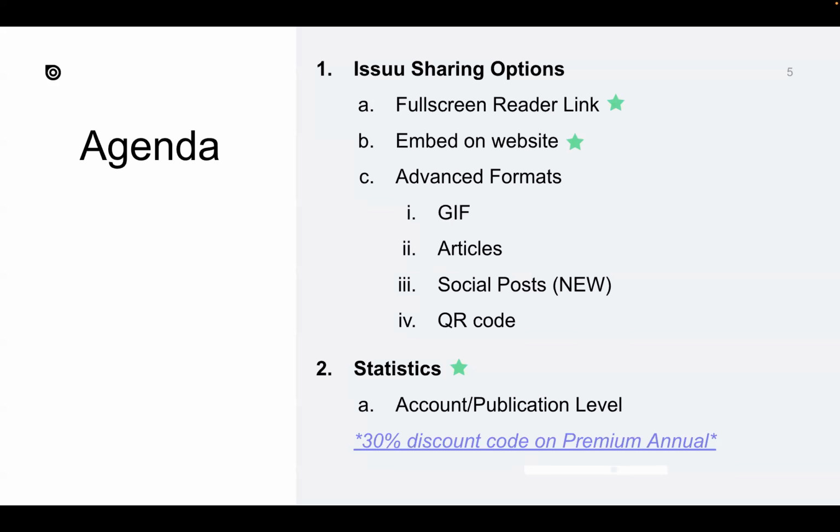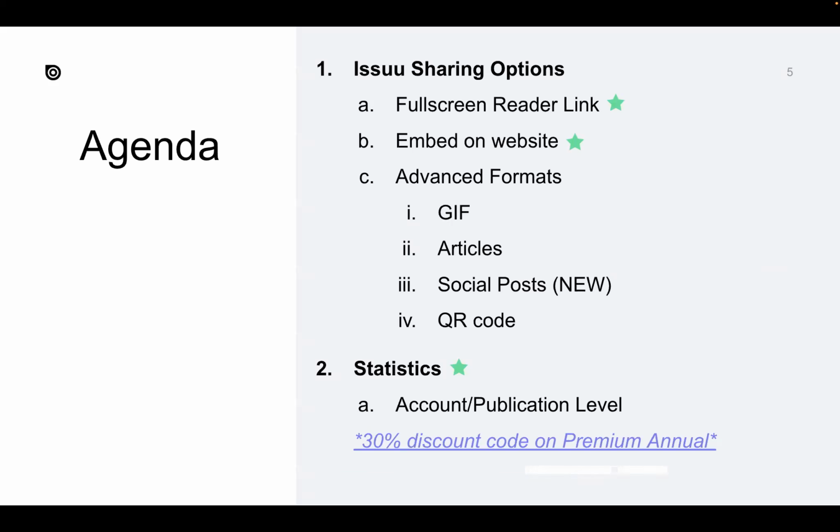So the agenda is as follows. In the first part, I want to, again, talk about all the Issuu sharing options. This is the most important part. So it is not just uploading your PDF on Issuu and getting the link. You can also recreate your publication into full screen. With the full screen reader link, you can embed it on your website and you can also recreate it into all these advanced formats like GIFs, articles, social posts, and also remember that you can use the QR code.